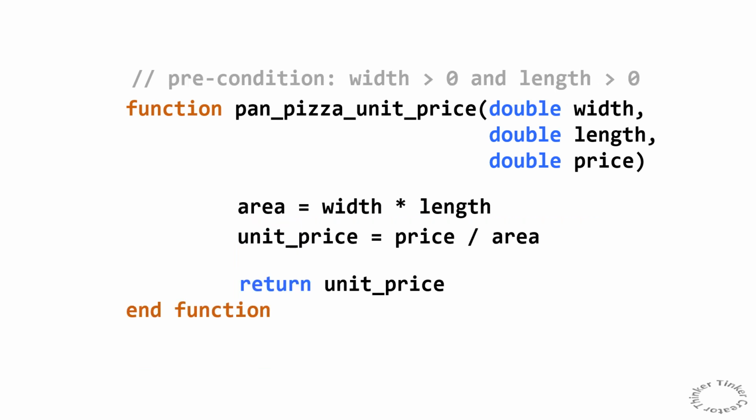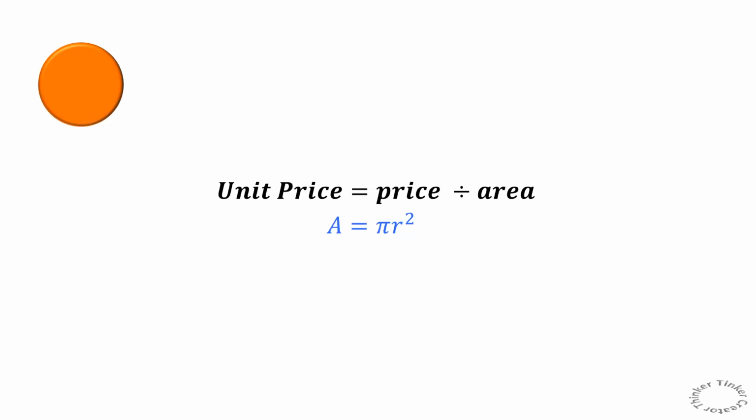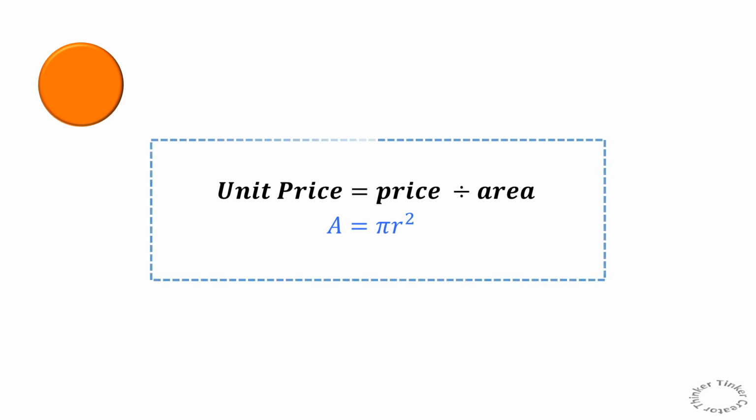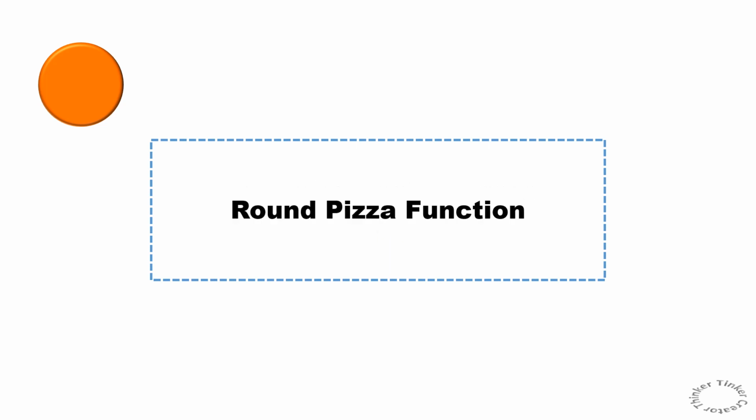We want to keep the functions as simple as possible. So we choose the precondition method. Let's now move on to the round pizza function. This is the formula to calculate the unit price of a round pizza. We can use a function to encapsulate the calculation steps. The function has 2 inputs and 1 output.